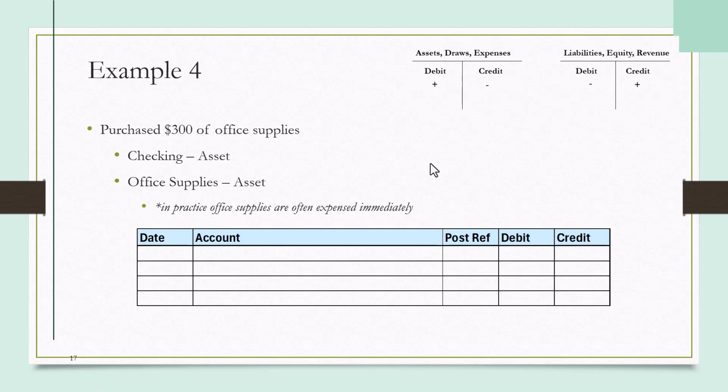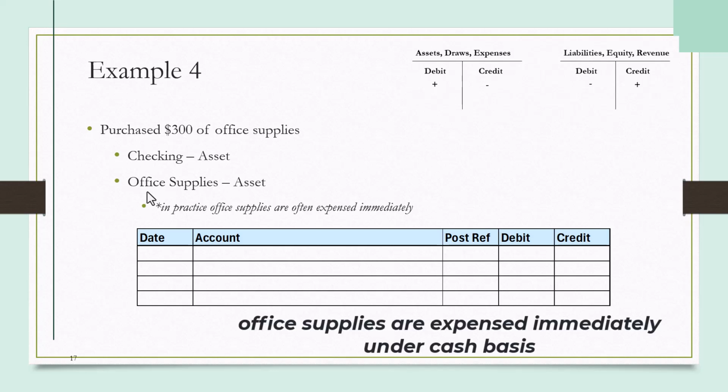Okay, let's go to the next one. This time they purchased office supplies of $300. So we're going to be using the checking account. We're just assuming they paid with the checking account. And we're going to use the office supplies account as well. Both of these are assets. Now you might be thinking office supplies is typically an expense, and it is. Many times, office supplies are expensed immediately.